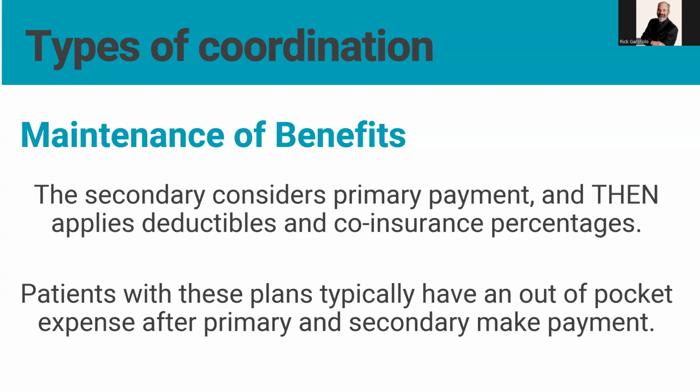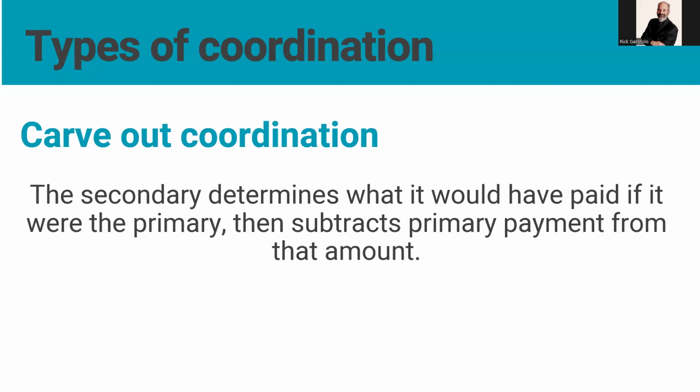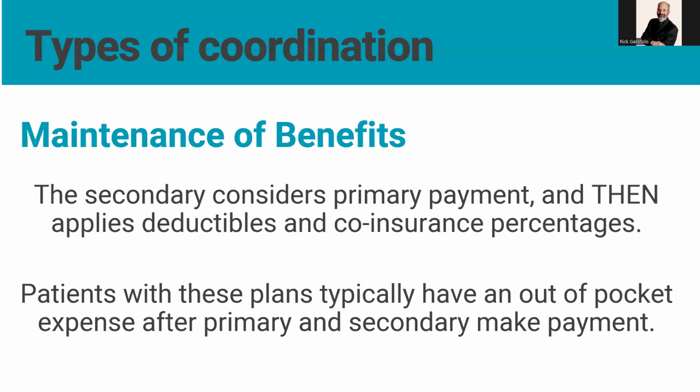The next type of plan is a maintenance of benefit plan. This is very similar to the first type of plan, very similar to the carve out, but this is where the secondary considers the primary payment, just like with a carve out, but then they apply any deductibles or co-insurance percentages. So to use that first example where $100 fee, $80 primary allowance, primary pays $40, secondary paid 10.